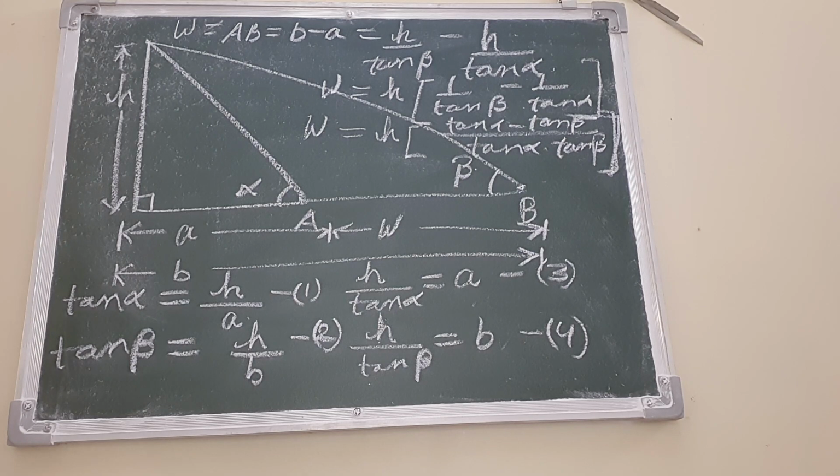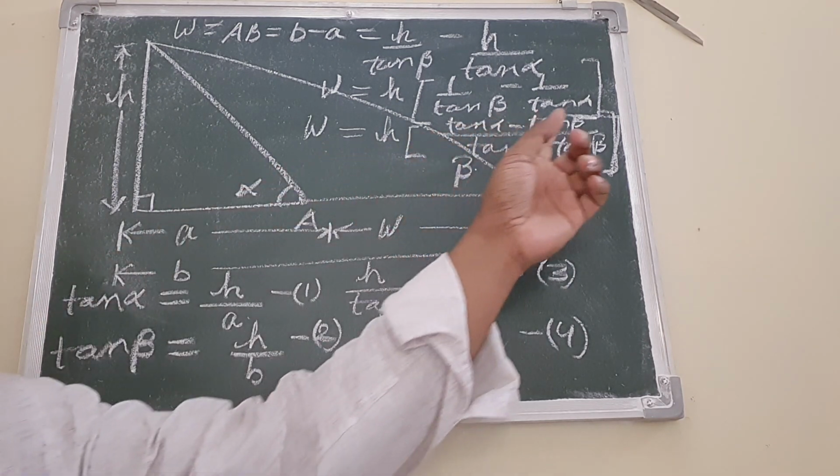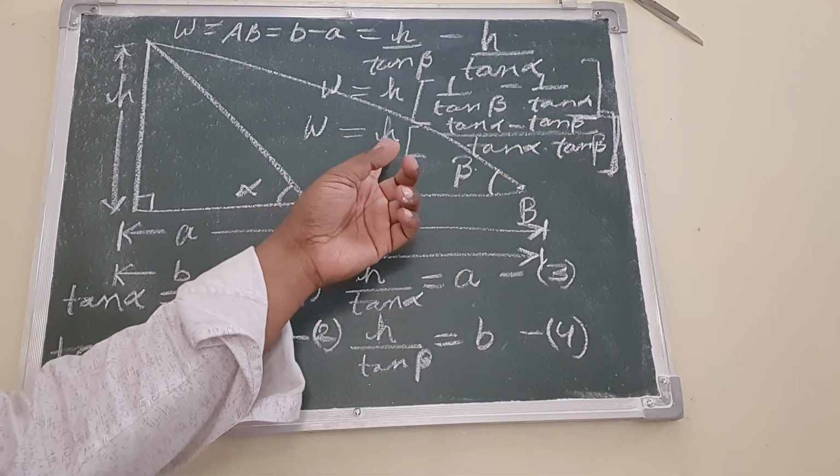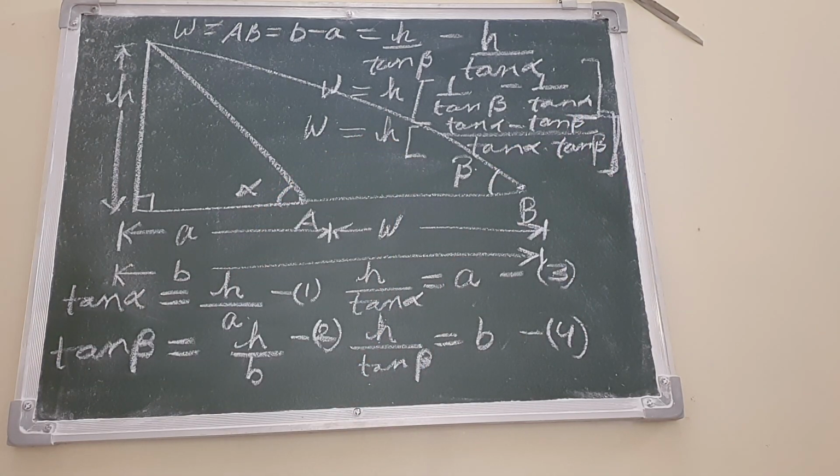Substituting the values of b and a, we get h upon tan beta minus h upon tan alpha. So w is equal to h into 1 upon tan beta minus 1 upon tan alpha. Taking the LCM, tan alpha tan beta is the LCM. So in the numerator it becomes tan alpha minus tan beta, multiplied by h. So this is the expression for the width of the road. I think you all might have understood this question. Now we are proceeding to the next question.